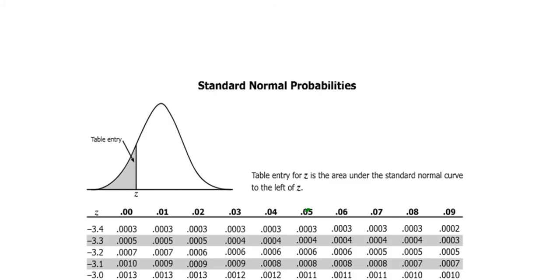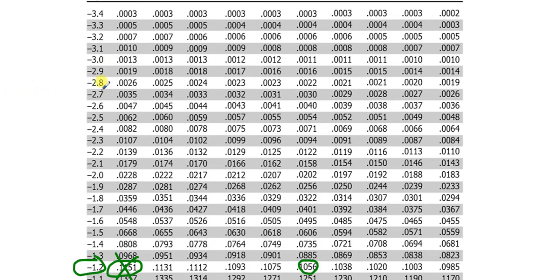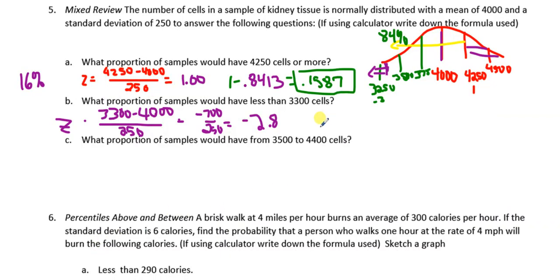It's going to be on the negative side, -2.80, 0.0026. That's 0.0026, or 0.26% by moving the decimal place over 2. So that's a pretty small amount.